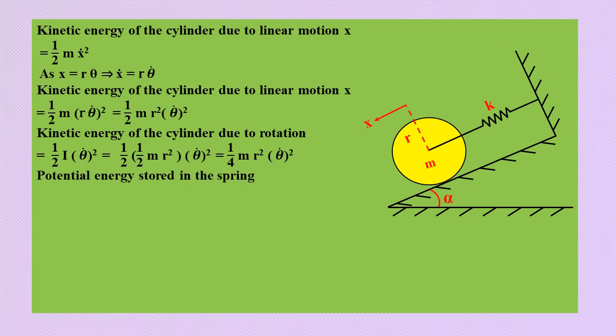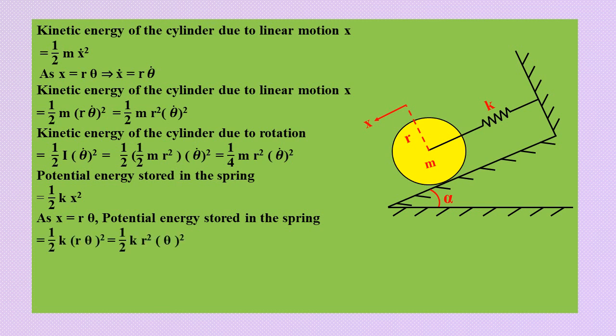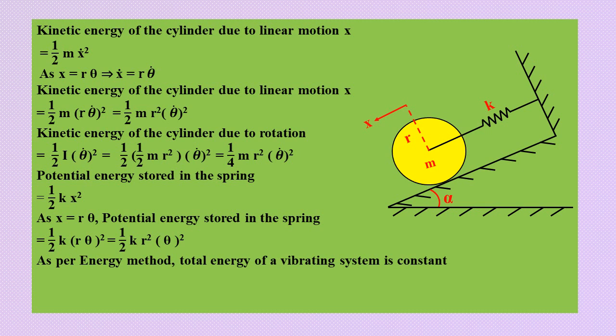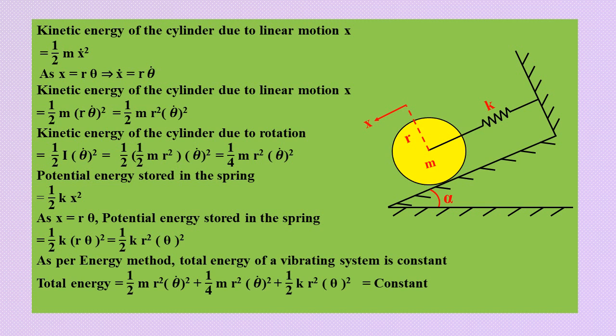Potential energy stored in the spring equal to 1 by 2 k x square. As x is equal to r theta, potential energy stored in the spring equal to 1 by 2 k r square theta square. As per energy method, total energy of a vibrating system is constant. Total energy equal to 1 by 2 m r square theta dot square plus 1 by 4 m r square theta dot square plus 1 by 2 k r square theta square equal to constant.